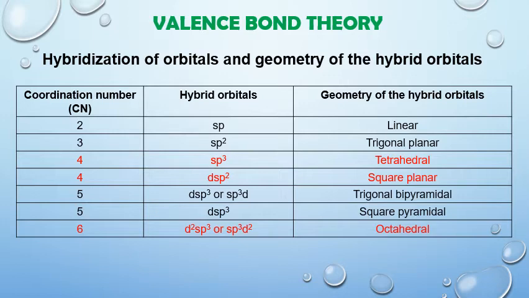What we can see from this table is the relation between coordination number, hybrid orbitals and the geometry of the complex. For this course, we will focus on coordination number 4, which has two different hybrid orbitals and comes with different geometries. And the next is coordination number 6. Also, we can see here two different kinds of hybrid orbitals but ending up with the same geometry of the complex.